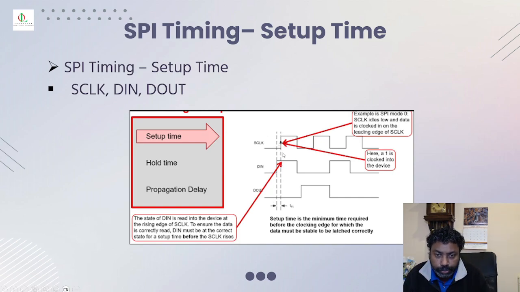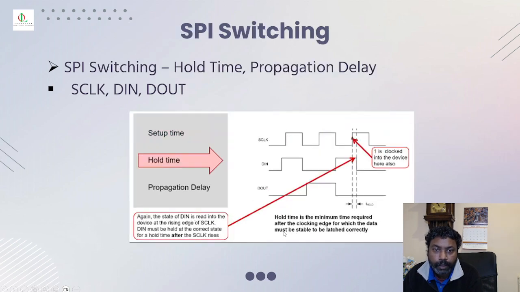So this is what it shows in the timing diagram, D in and D out. These dotted lines are called the setup time. The state of D in is read into the device at the rising edge of the serial clock. So this is the setup time.